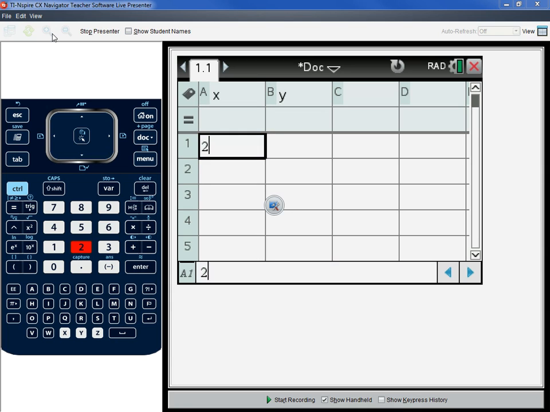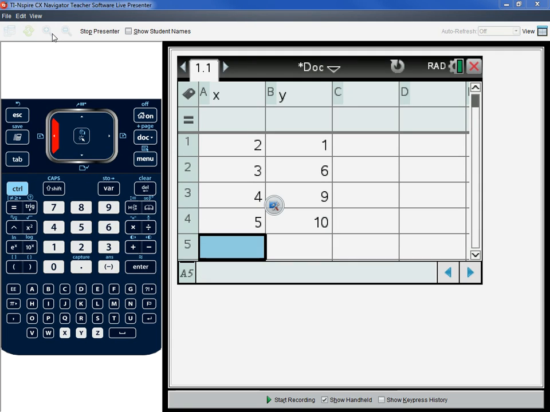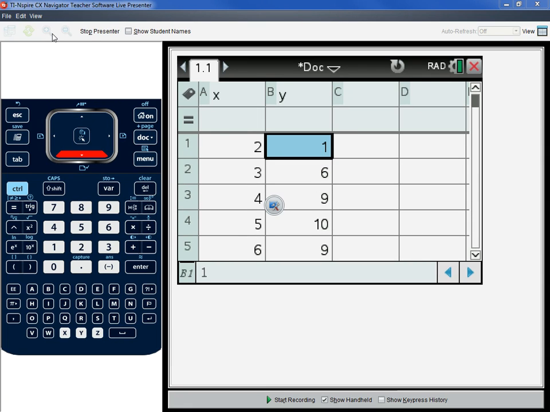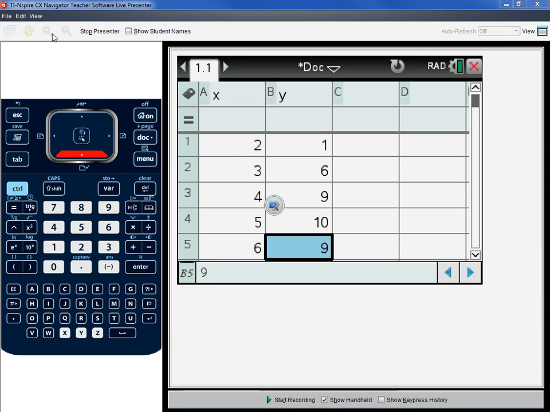So my first point is 2, 1. My second point is 3, 6. My third point is 4, 9. My next point is 5, 10. After that, we have 6, 9. After that is 7, 6. And the last one we have is 8, 1. I like to go back through and verify that I put those in right. So I have 2, 1, 3, 6, 4, 9, 5, 10, 6, 9, 7, 6, and 8, 1.